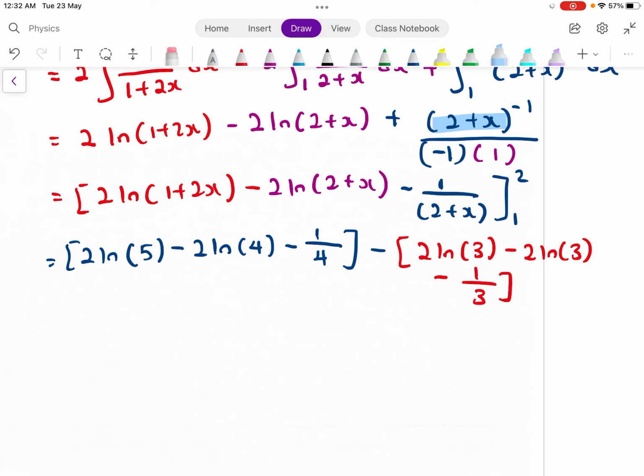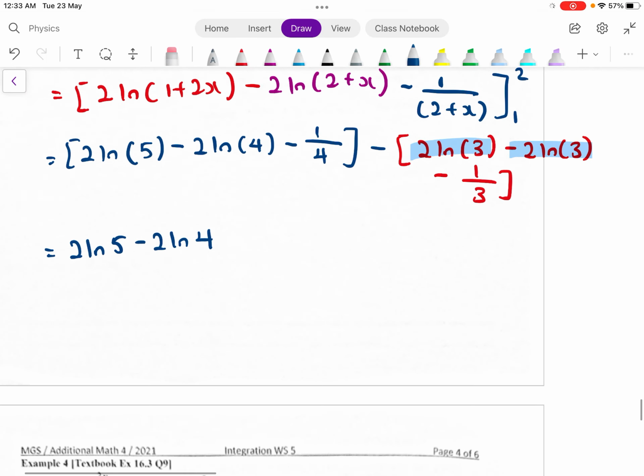Then you just need to manipulate. When you manipulate, you will see that this thing and this thing are gone already. So what is left is 2 ln 5 minus 2 ln 4. Then next will be negative 1/4 minus negative 1/3, so it's negative 1/4 plus 1/3. This will give you positive 1 over 12. You can use a calculator to calculate, or if they want the exact value, just give it as such. So that's it for your example.